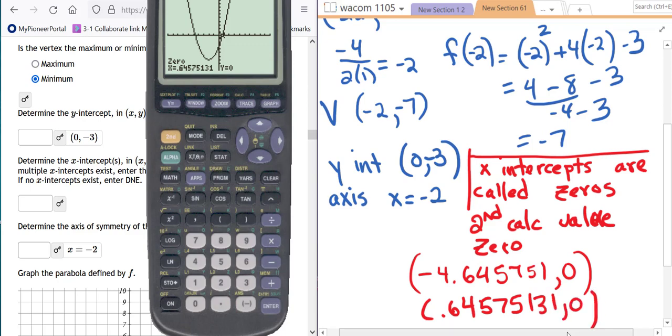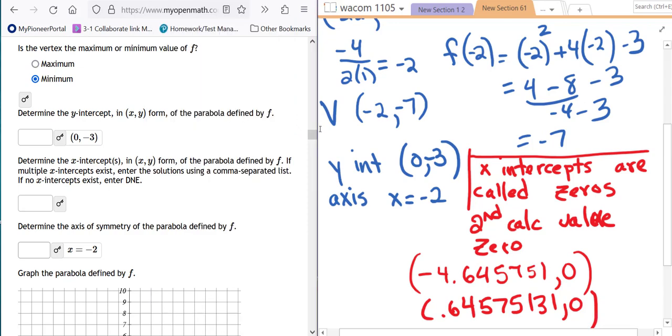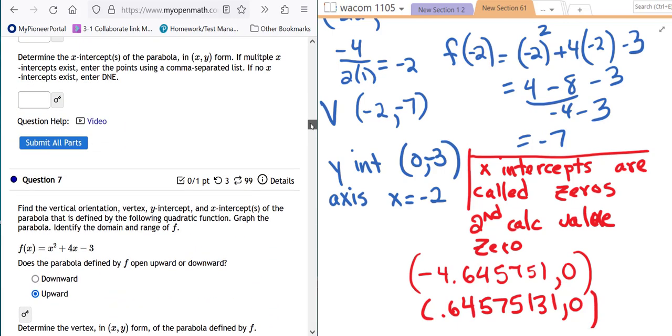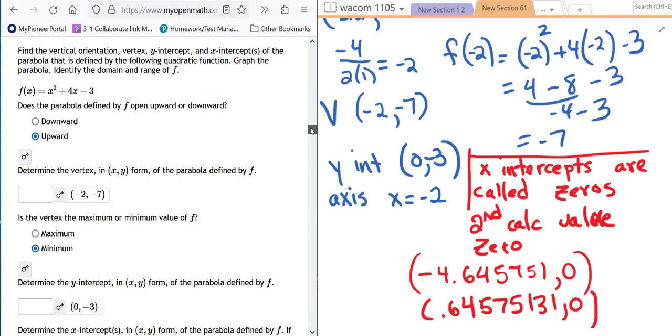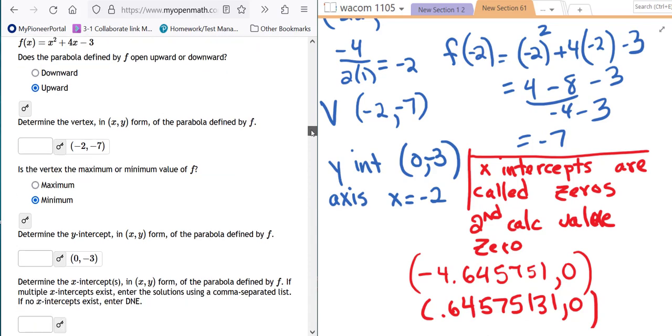0.645751310. All right, and we will go back and look in the directions and see if they told us to round. So this is how you find the x-intercepts when they're not on integer values, where you can make a guess and do second calc value. All right, so we're just going to go back up here and see. So they didn't say anything about that.